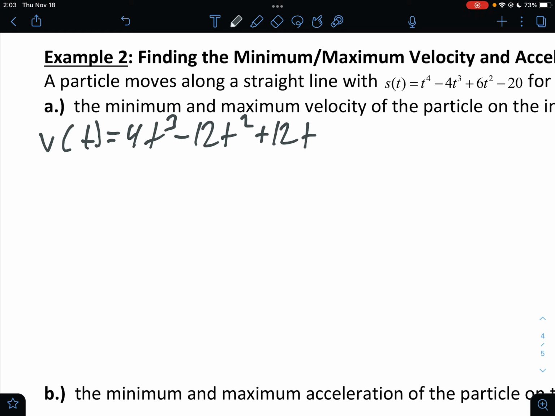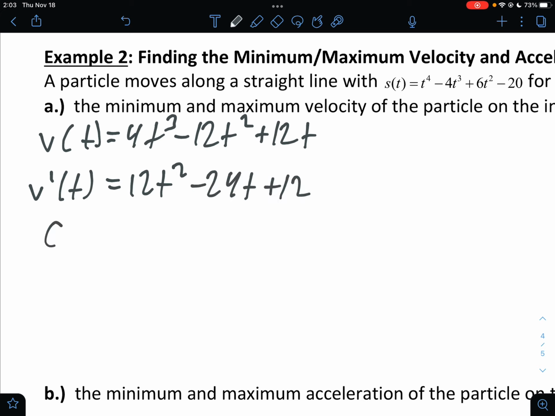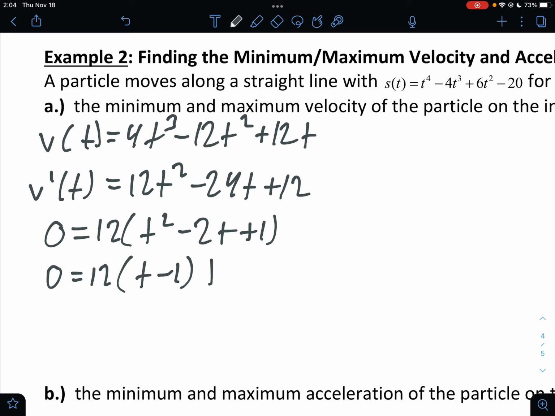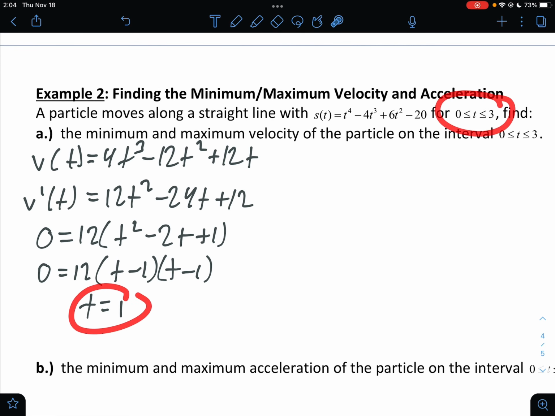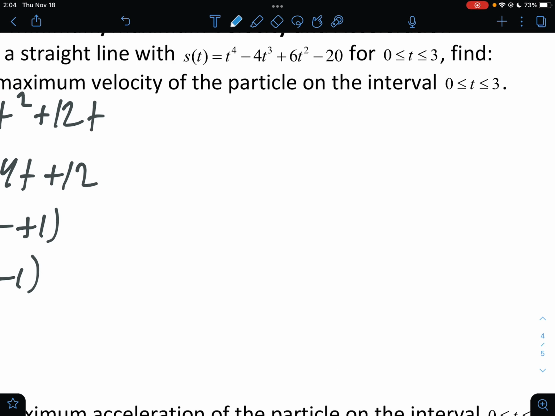And now we want to know the critical numbers of velocity. So we want to know when the derivative is either 0 or undefined. It'll never be undefined, but it will be 0 when t equals 1. So that gives us 3 candidates, 0 and 3, and 1. So we make our candidate table here.